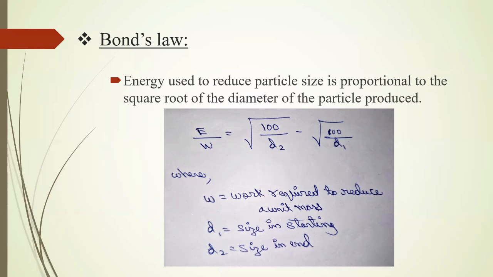फॉर दिस there is one equation that is E divided by W is equal to square root of 100 divided by D2 minus square root of 100 divided by D1, where W is the work required to reduce a unit mass, D1 is the size at the start and D2 is the size at the end. Okay, this is about Bond's law and its equation.